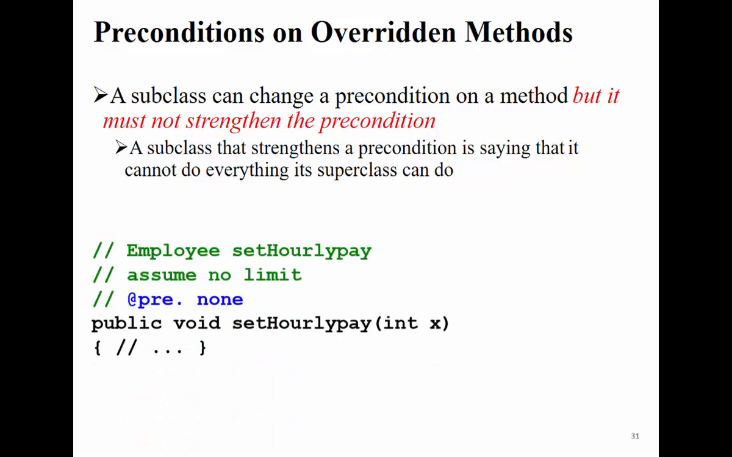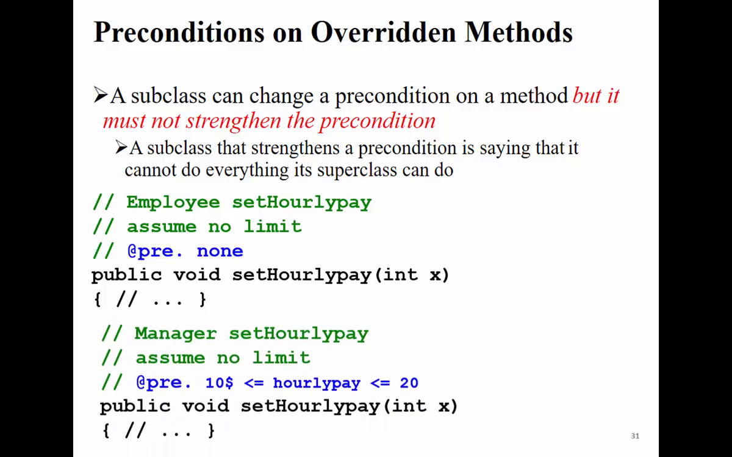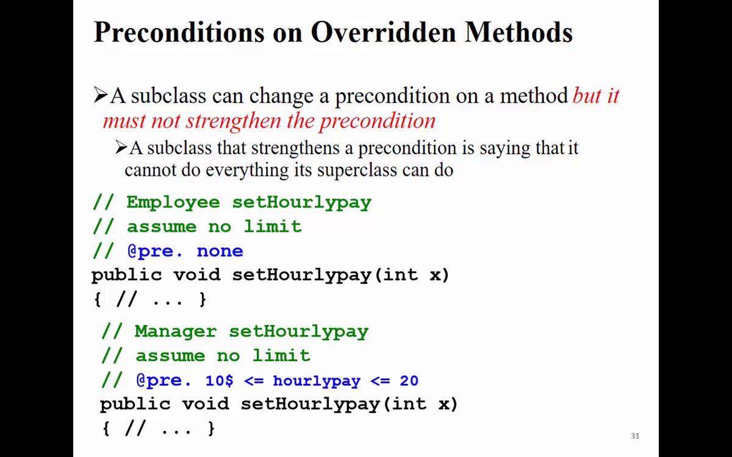So how can we see this in an example? Let's say this code is written inside the employee. We have the employee, set hourly pay for the employee. We have no conditions. You can give whatever you like. You can give a negative value for the employee's hourly pay. Now, the manager decides to override and say the hourly pay should be greater than 10 and less than or equal to 20.